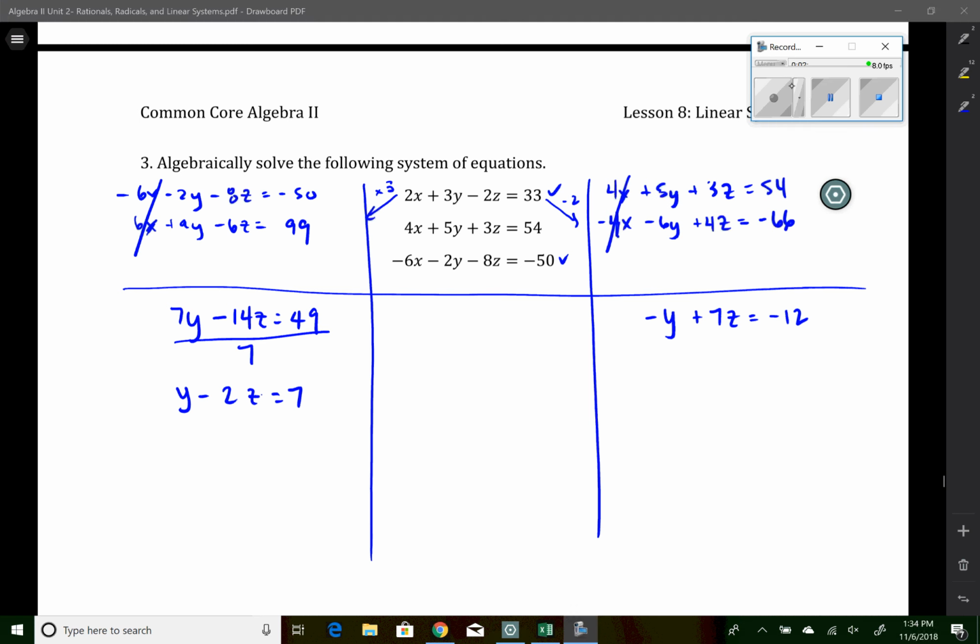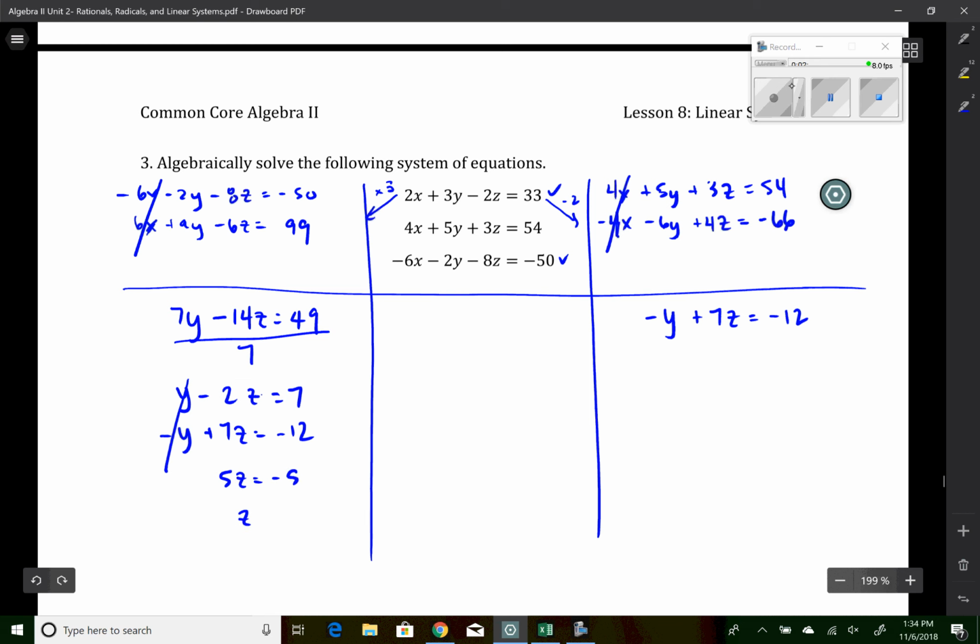All right, so the nice thing here is the y values already cancel. So the y's cancel. I'm left with 5z is equal to negative 5, or z is equal to negative 1. So now that I know z, I can find y. So I know negative y plus 7 times negative 1 equals negative 12. So negative y minus 7 is equal to negative 12. Add 7, y winds up being positive 5.